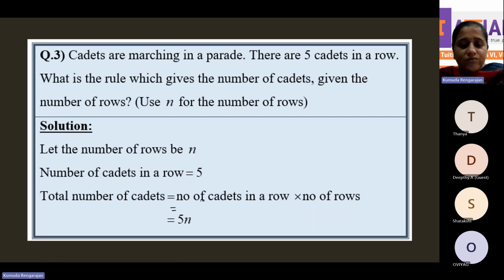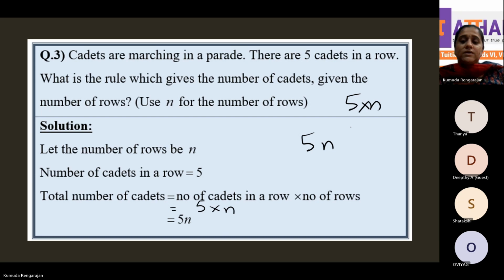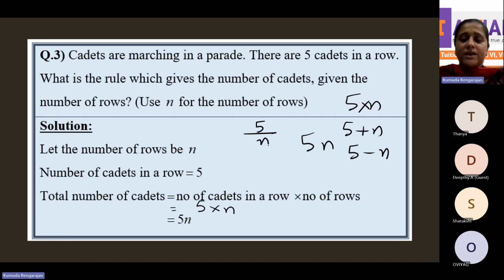Number of candidates in a row is 5 and number of rows n. 5 into n, which is written as 5n. 5n means 5 into n. If it is 5 plus n, you should write 5 plus n. This is 5 minus n. This is 5 divided by n. And if you write 5n, it means 5 into n.